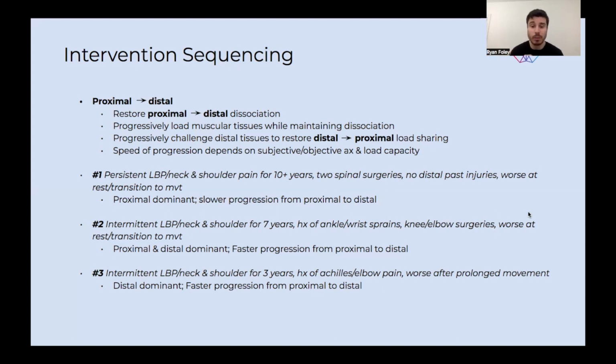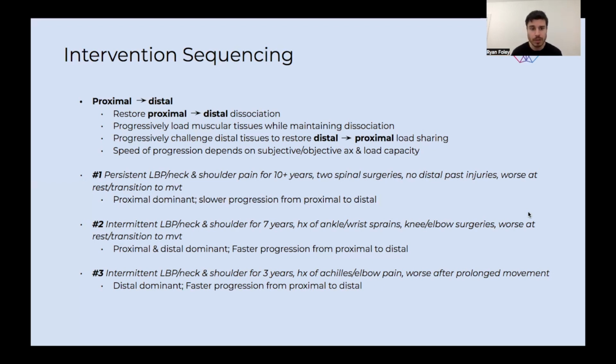So if they can't handle forces well, then we may see this increase in protective muscle behavior proximally, secondary to the inability to manage forces distally. Okay, so in this case, again, we may not see a change in the symptoms proximally until we improve the low capacity of the more distal tissues. So we're likely going to progress from proximal to distal much faster here.